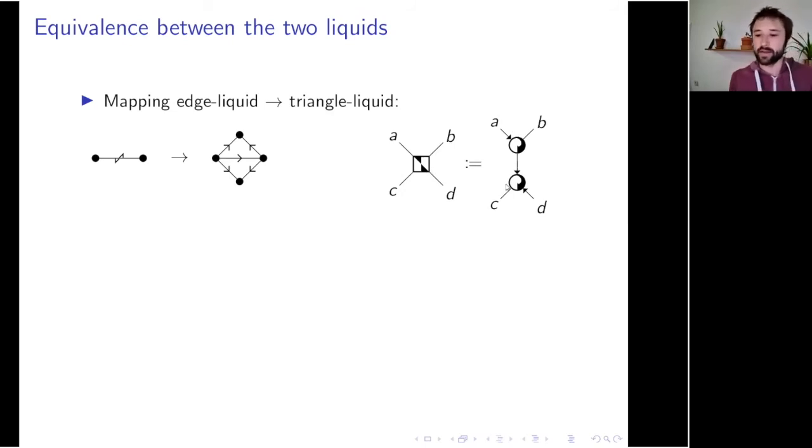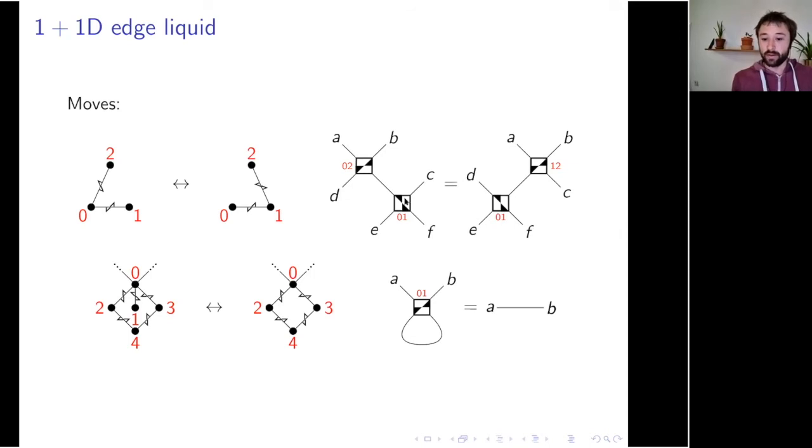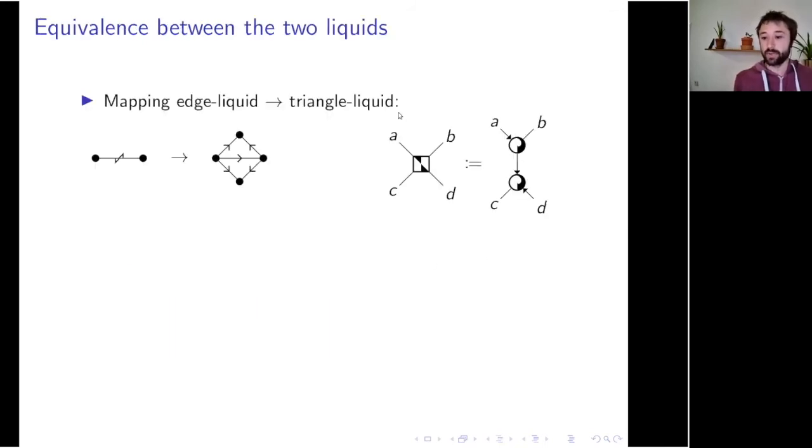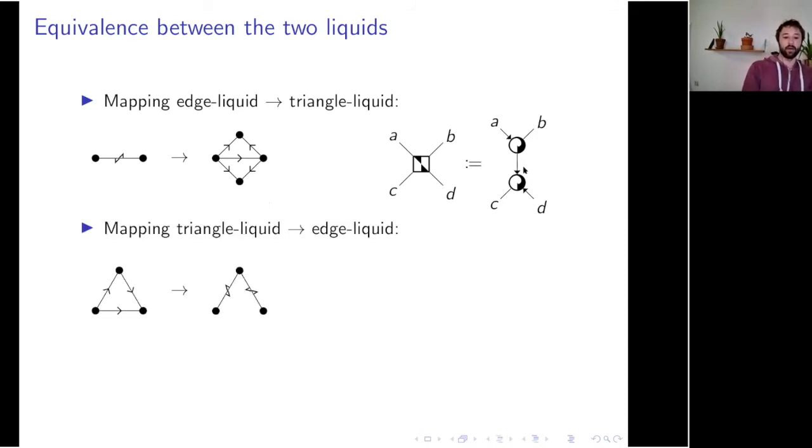And for this to be the case, this replacement has to be consistent with the moves. So that means if I plug in this replacement into one of these moves of the edge liquid, then what I get is an equation between two big tensor networks of this triangle liquid. And this equation will not be directly a move of the triangle liquid, but will be equivalent to a sequence of those moves. Okay, so now I also have an opposite mapping that maps the triangle combinatorial structure into the edge combinatorial structure by simply replacing each triangle by two of its edges.